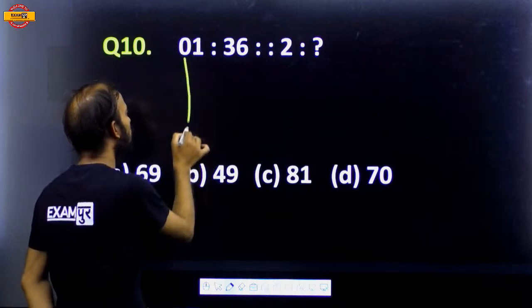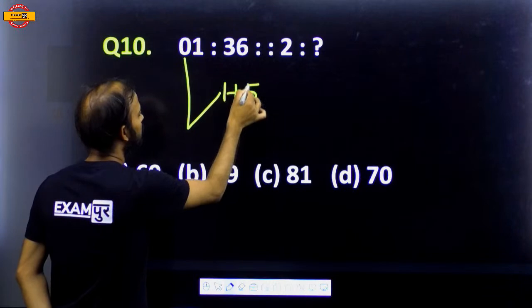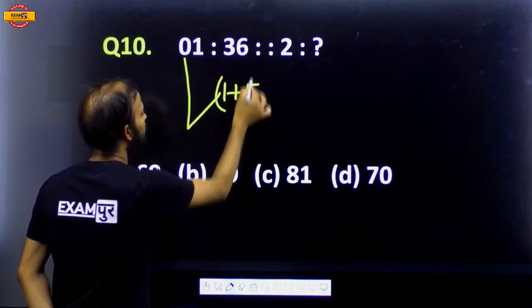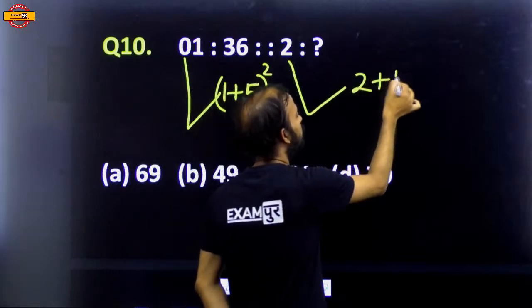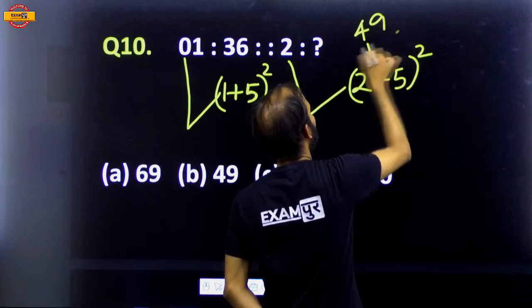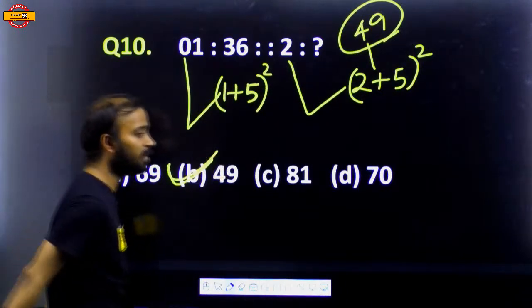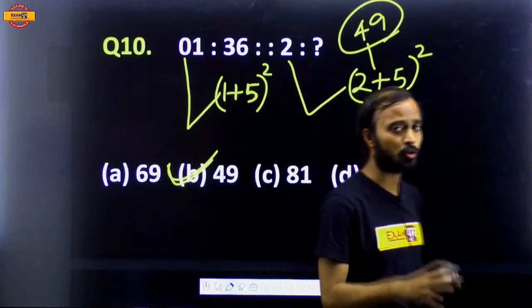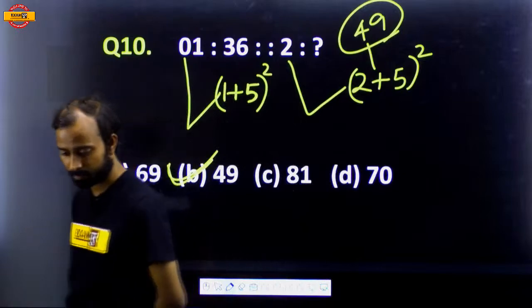136, if you go from 1 to 36, it is 1 plus 5, 1 plus 5 whole square. Similarly, 2 plus 5 whole square. And 2 plus 5 whole square is what? 49 will be the answer. In the given options, B will be the answer. Option B will be the answer. So please remember always, option B is your answer.